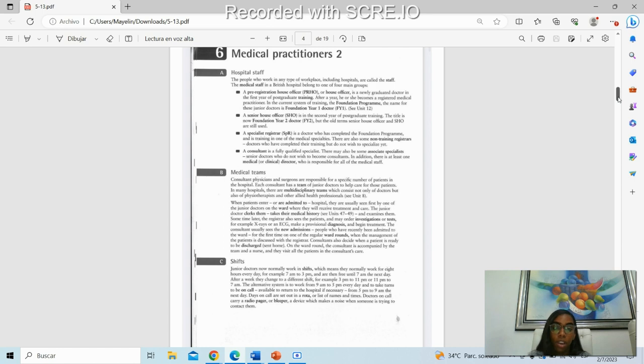From 5 p.m. to 9 a.m. the next day. Days on call are set out in a rota, or list of names, times, and dates. Doctors on call carry a radio pager or bleeper, a device which makes a noise when someone is trying to contact them.